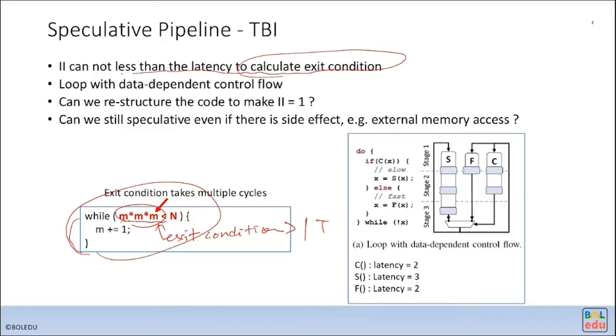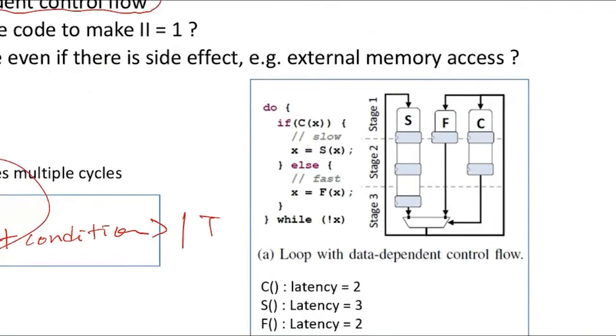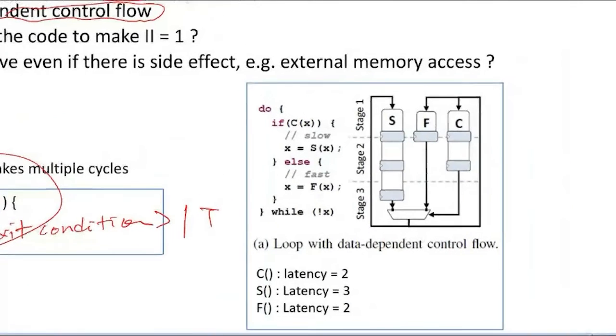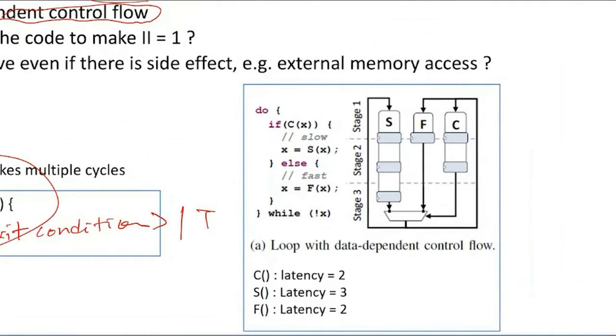In this case, can we make II equal 1? Another case is the loop with data-dependent control flow. Let's take this example. This case happens in some applications. Let's say this is the loop, and the loop has a condition x. The x depends on three functions.